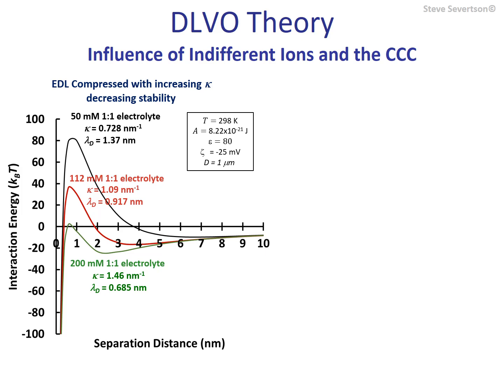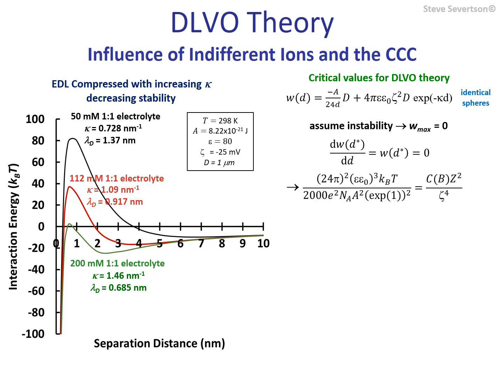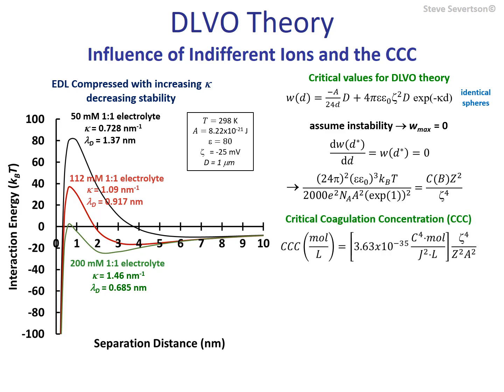This can be made more quantitative by defining destabilization somewhat arbitrarily as conditions where the energy barrier to aggregation reaches zero. That is, we identify conditions where the maximum in the interaction energy is equal to zero. This provides an expression often called DLVO critical values. For a given temperature, the Hamaker constant is fixed by the material, so the relationship is between zeta potential, electrolyte concentration, and its valence. If we solve for electrolyte concentration at a fixed zeta potential and valence, this concentration is known as the critical coagulation concentration, or the CCC.